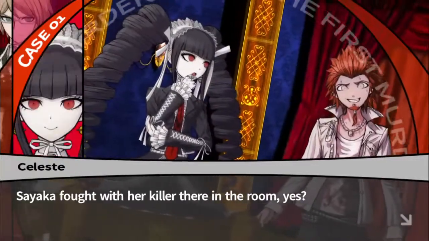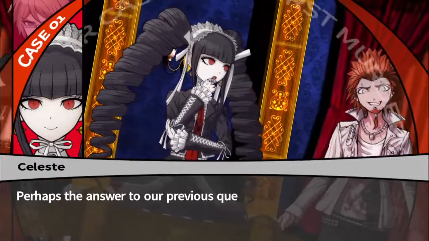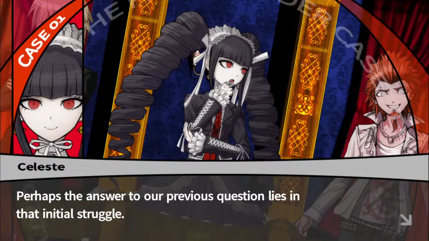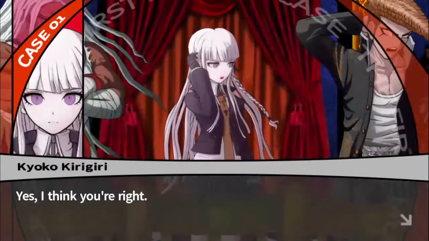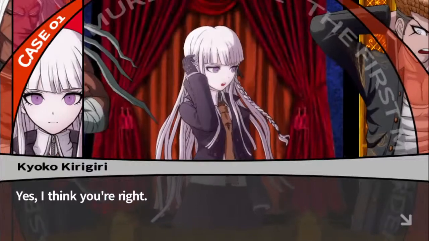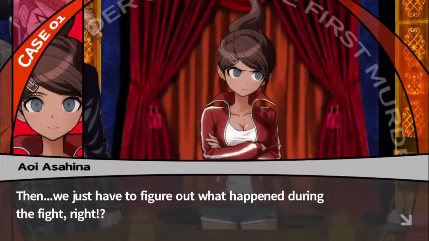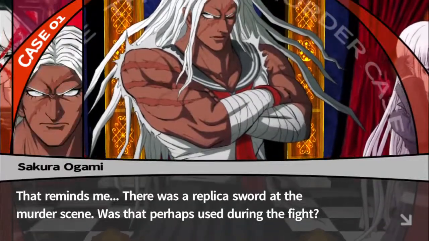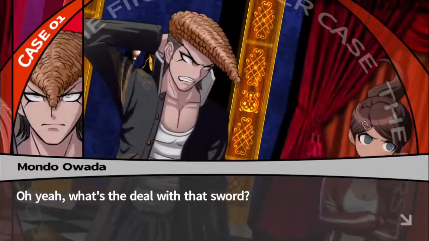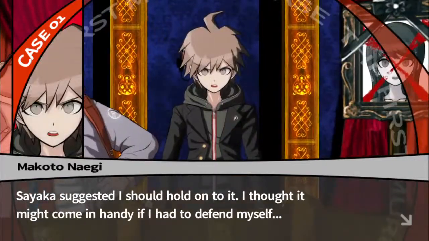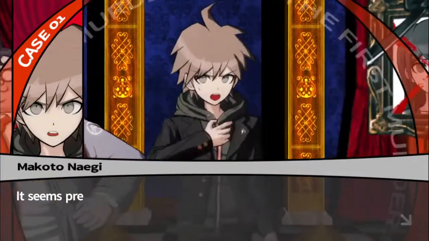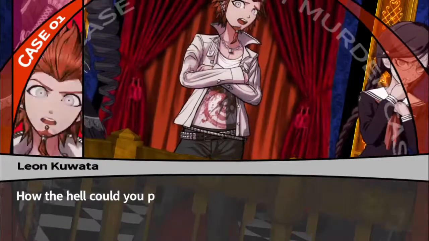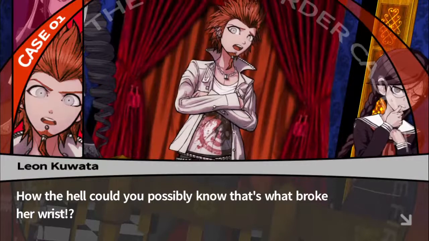Sayaka fought with her killer there in the room, yes? Perhaps the answer to our previous question lies in that initial struggle. Yes, I think you're right. Then we just have to figure out what happened during the fight. That reminds me. There was a replica sword at... Oh yeah. Sayaka suggested I should hold on to it. I thought it might come in... It seems pretty likely that the killer used it to break Sayaka's right wrist. How the hell could you possibly know that's what broke her wrist?